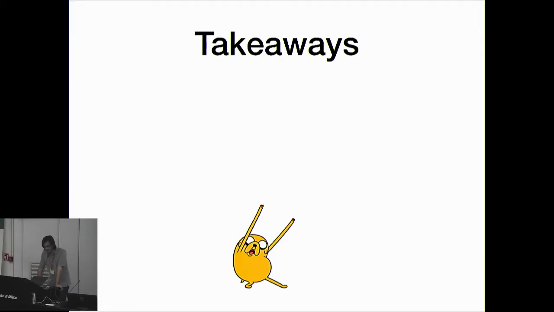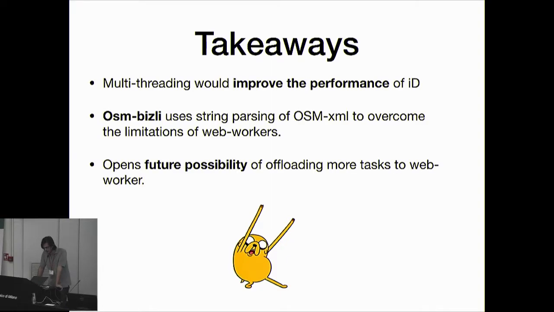So those are the takeaways. We can use multi-threading to improve the performance of iD. OSM Bisley is a new string parsing of OSM XML to overcome the limitations. And it opens the future possibility of offloading more tasks to the web worker to improve iD performance. Thank you.